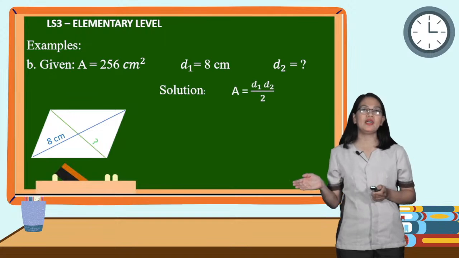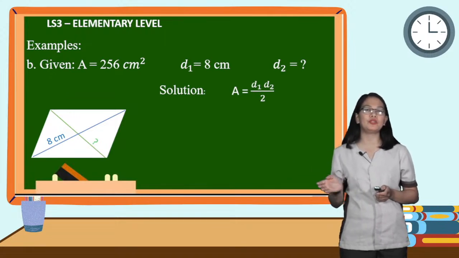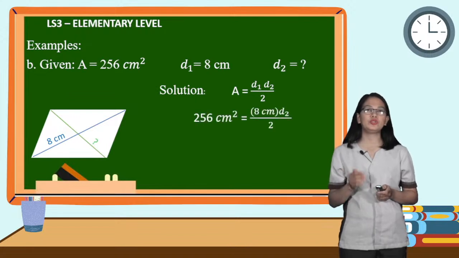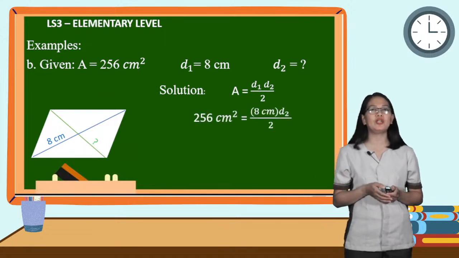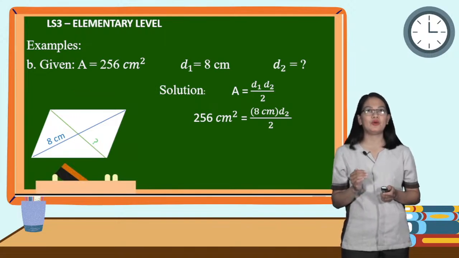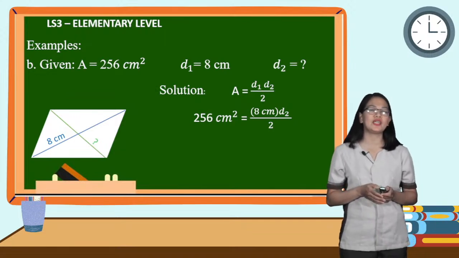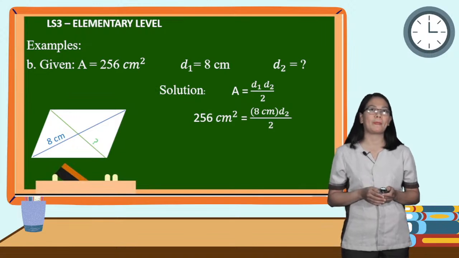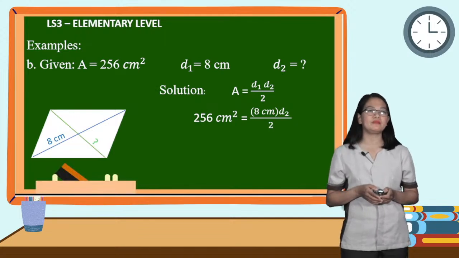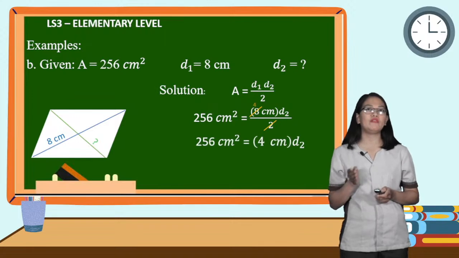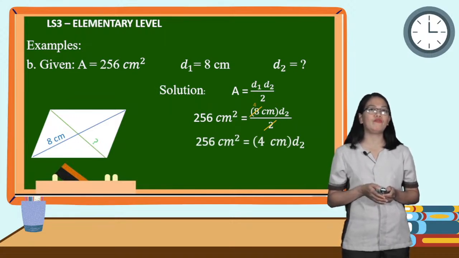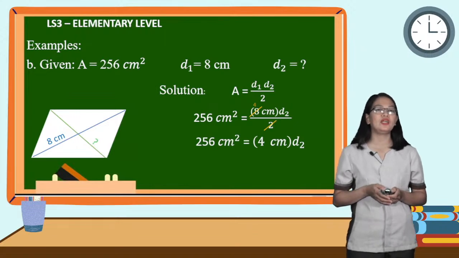Solution: simply write the formula in solving for the area of your rhombus. Next to that, substitute the given values. We have 256 square centimeters is equal to the first diagonal, 8 centimeters, times the second diagonal, which is unknown, all over the denominator 2. We can simply cross multiply or simplify the right side of the equation. So let's just simplify the right side. 8 divided by 2 is equivalent to 4. So we have 256 square centimeters is equal to 4 centimeters times the unknown diagonal.